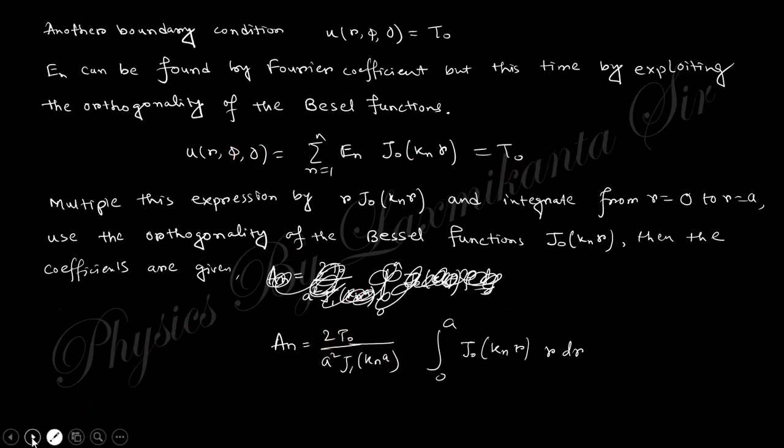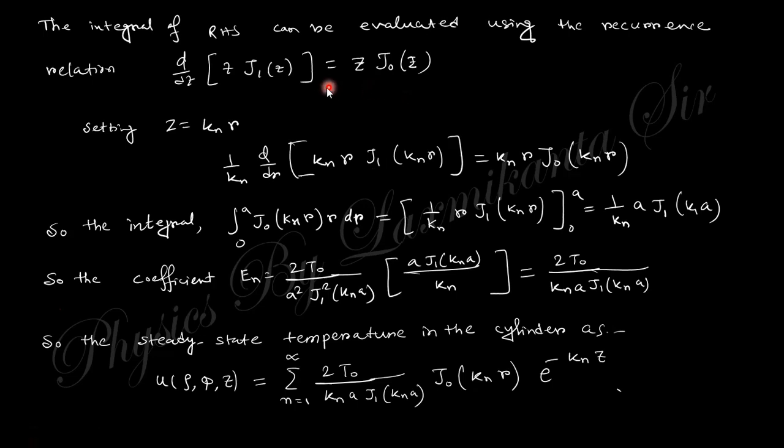Okay, so using the recurrence relation of the Bessel function and putting z equals k n r, you will get this equation, and integrating you will get this value of the coefficient e n. Putting this coefficient in, you will get this solution. Clear?